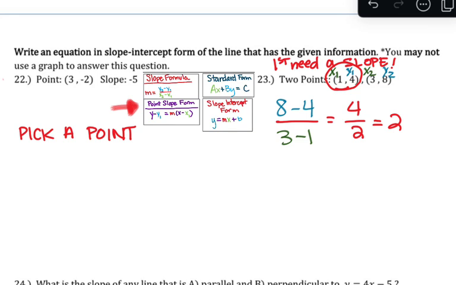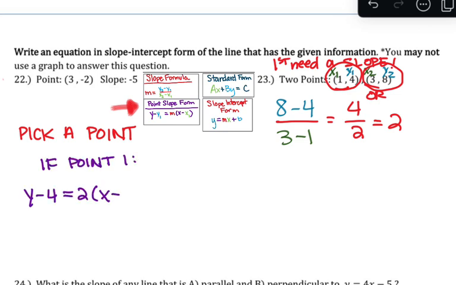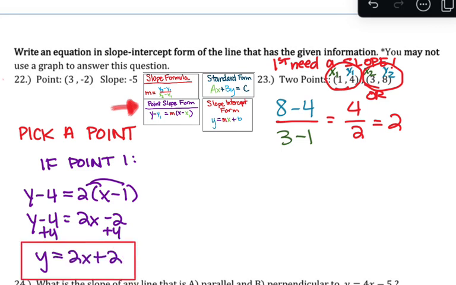If you choose number 1, this is what happens. We put into our formula, point number 1, y minus y1, which is 4, equals our slope that we found, which is 2, times x minus 1, because our x1 is that, and we solve for y, just like we just did in the previous question. And we get our equation of our line is y equals 2x plus 2, right?